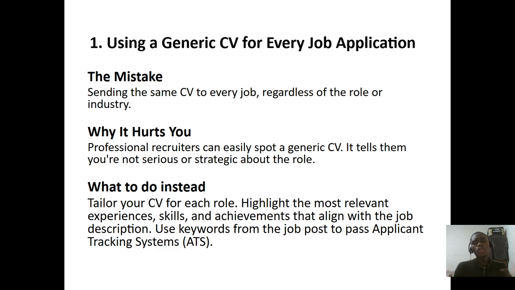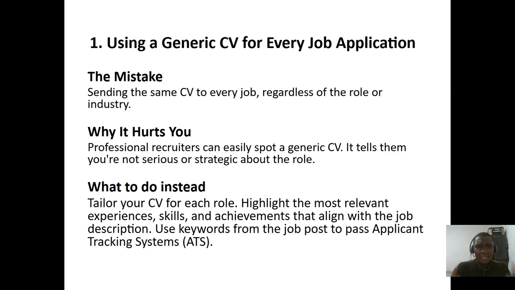And one thing that you have to be sure of is that whenever recruiters take a particular CV that is generic, they can easily spot it, and it tells them that you are not serious or not strategic about the role, right? So you have to be very, very careful whenever you are making your CV. Do not use a generic CV to apply for a job.